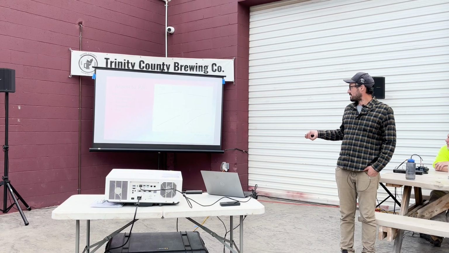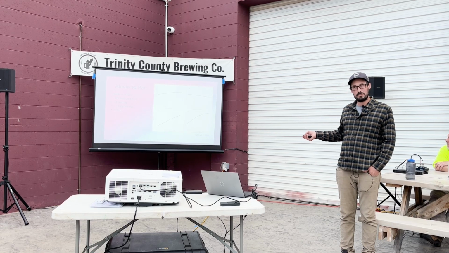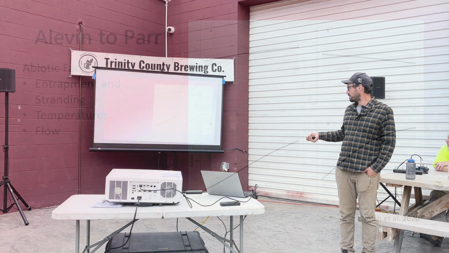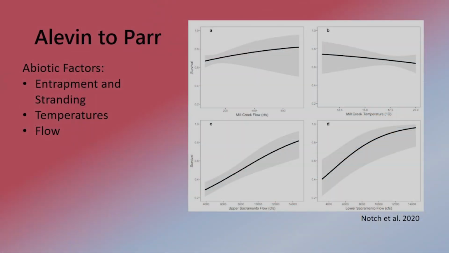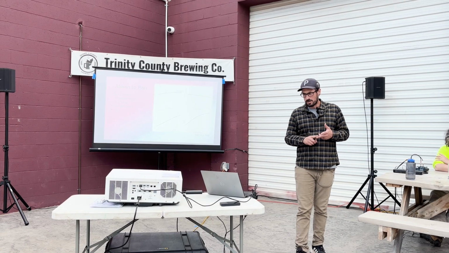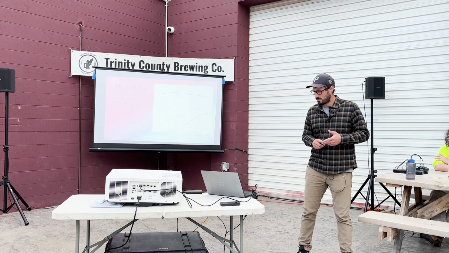This plot is looking at survival in the Sacramento River. On the bottom here is flow in CFS. This is a smaller creek, a tributary to the Sacramento, Mill Creek, also in CFS. And this is looking at temperature. On the y-axis for all four of them is survival. So flow and temperature are two important factors at this stage.